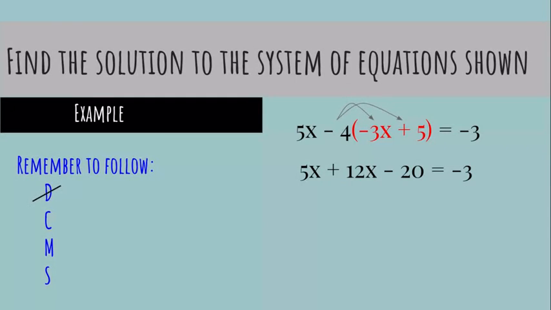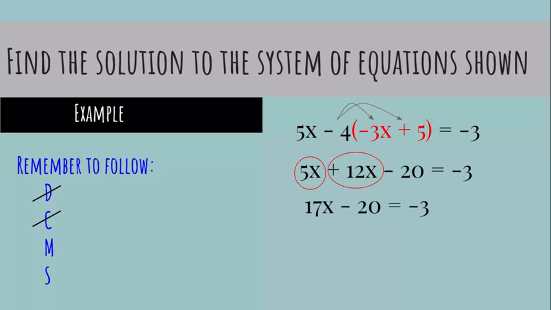We go to our C, which is combine like terms. In this example, we have a 5x and a 12x on the same side of the equal sign, so we can combine them, and they combine to 17x. We bring everything else down. So now we're done with C. M stands for moving the variables to one side of the equal sign and the constants to the other. We already have the x's only on the left, so we need to move the constants to the right.